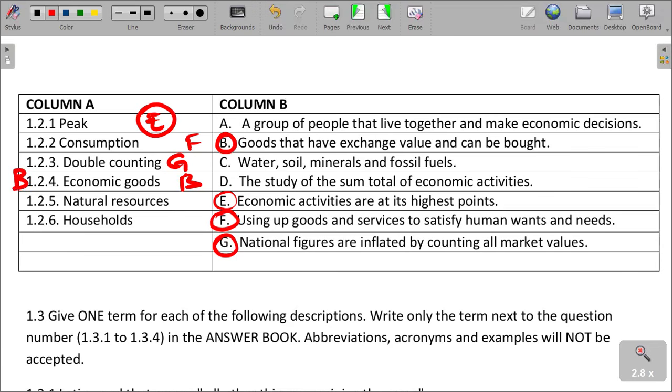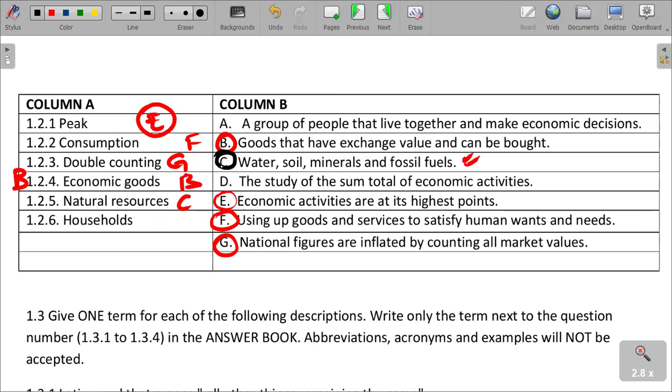Natural resources. We talk about these as earth-given resources. So we do have water, soil, minerals, and fossil fuels. They are called natural resources. We talk about all these examples: water, soil, minerals, and fossil fuels.